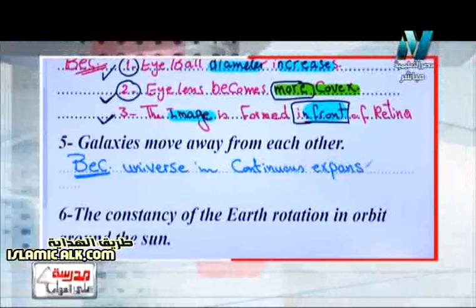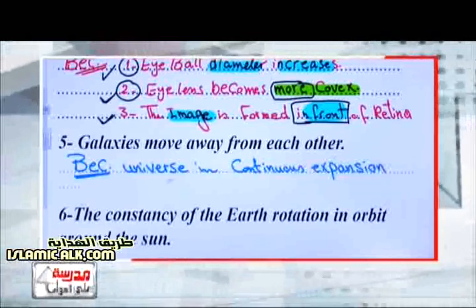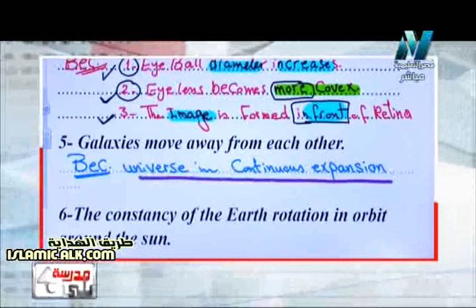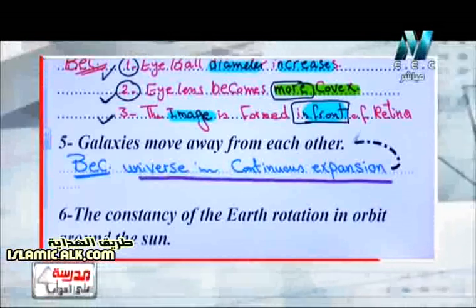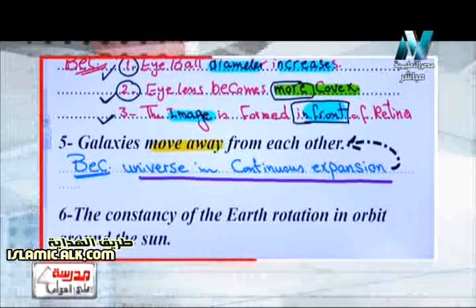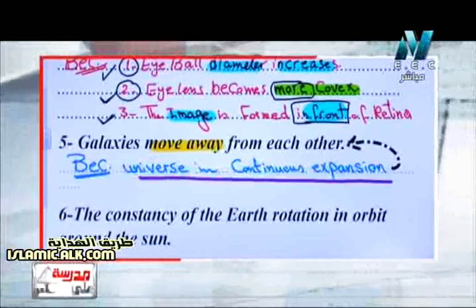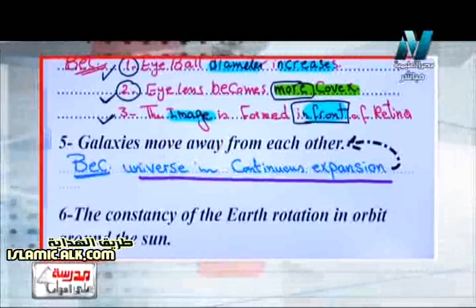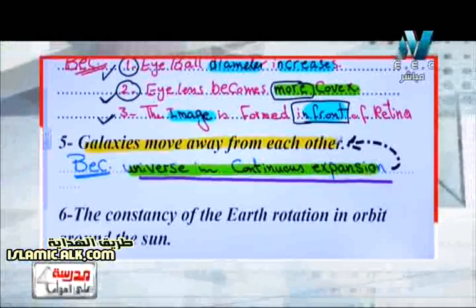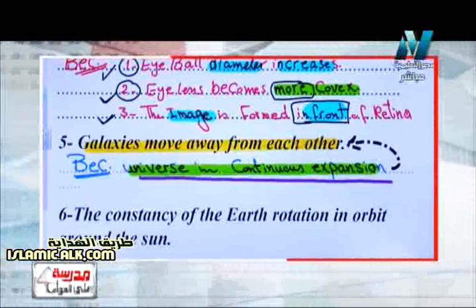Expansion طبعا معناها تمدد. الكون في تمدد مستمر. طب if we have question as give reason for universe in continuous expansion, the answer is because galaxies move away from each other. يعني if we have give reason for galaxies move away from each other هقول له universe in continuous expansion. طب if we have a question as universe in continuous expansion give reason for هقول له because galaxies move away from each other. يعني both of them, one of them is answer and the other is question and vice versa أو العكس.